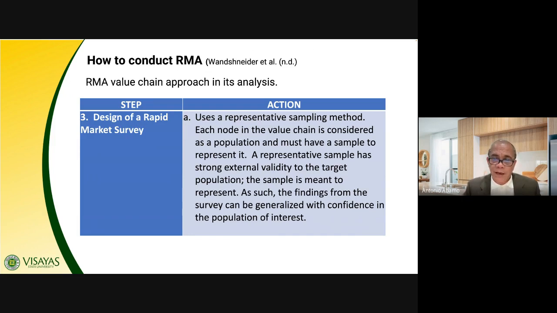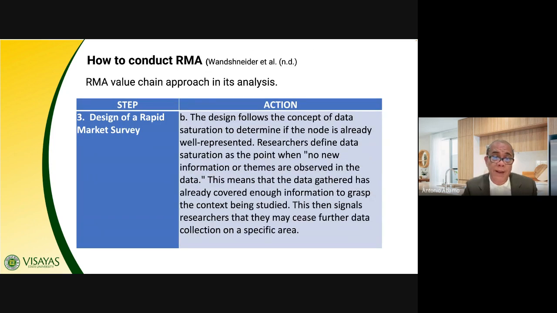Okay, a representative sampling, meaning you have enough observations that you can be confident it is representative of that particular segment of the market. I will tell you how to do a representative sampling, an interview in RMA, and then design a rapid market survey. Researchers define data saturation as the point where no new information or themes are observed from the data.